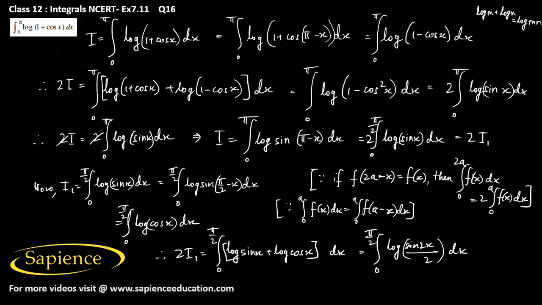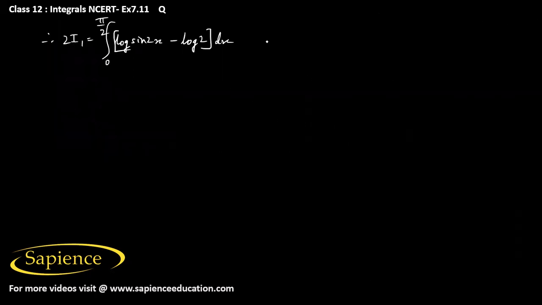Therefore, this 2 I1 can now be written as the integral from 0 to pi by 2 of log sine 2x minus log 2 dx. Since we know that log of m by n is equal to log m minus log n. So log 2 is a constant here. We can write this as the integral from 0 to pi by 2 of log sine 2x dx minus log 2, which is a constant, so it will come outside of the integration, log 2 into the integral from 0 to pi by 2 of dx.